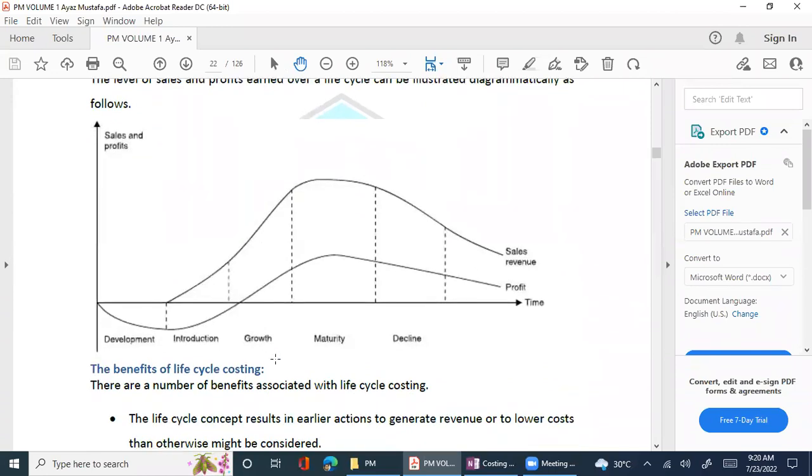and then the same type of the diagram is given. But here there are two curves. One is showing the revenue and other one is showing the profit. And on the x-axis we have the time, and on y-axis we are having the sales and the profits.